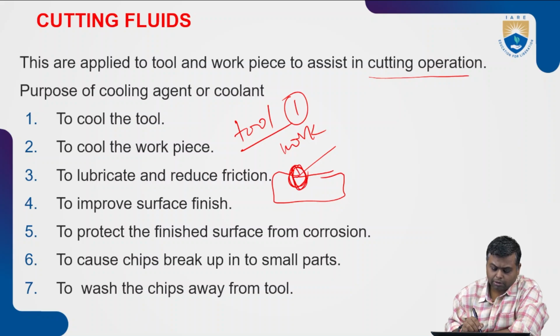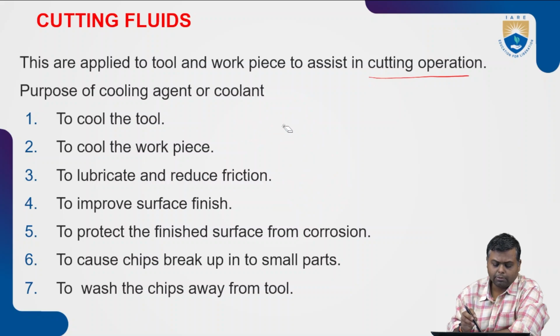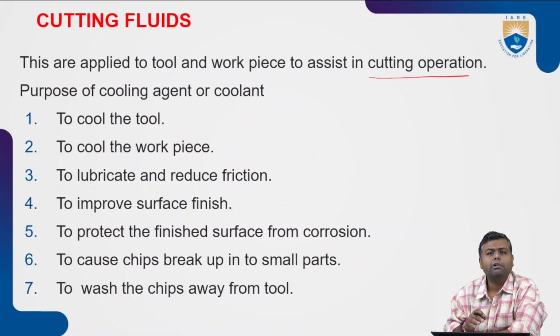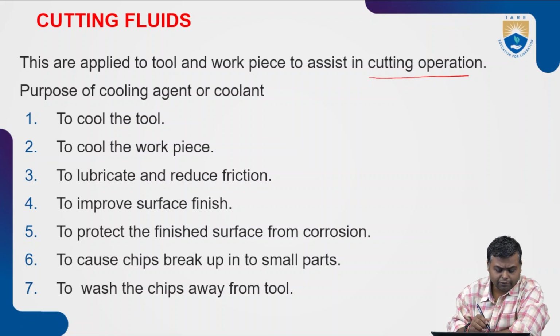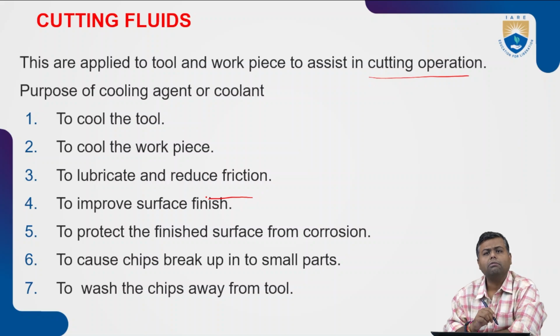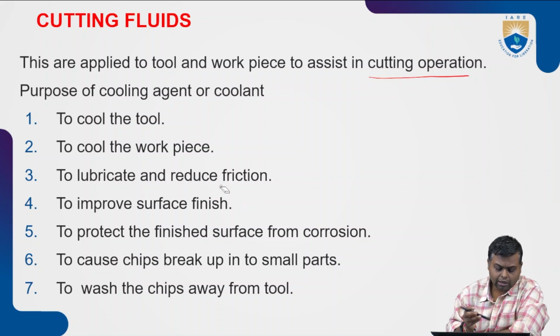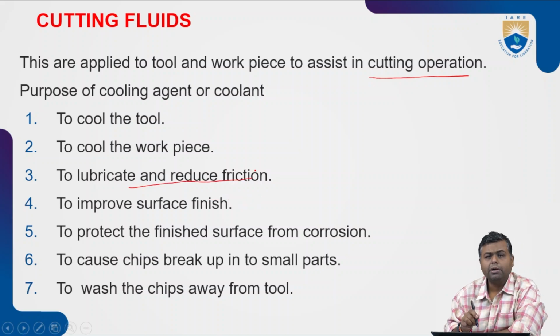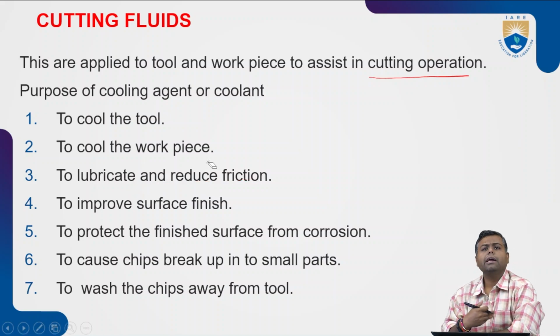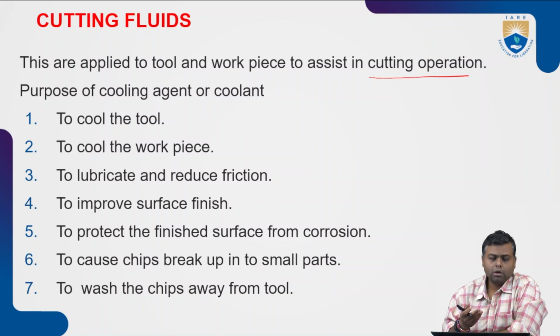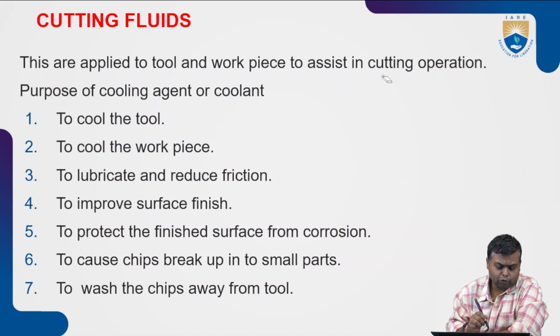This zone is the primary zone, and the primary zone is very effective in the machining process. To bring it to room temperature, we use cutting fluids, or to lubricate and reduce the friction between the tool and workpiece. In general, high friction is created between the tool and workpiece, so the temperature increases more and more. To keep this under control, we apply cutting fluids.